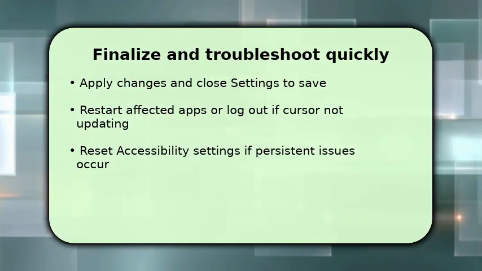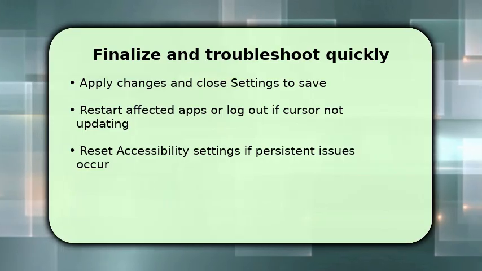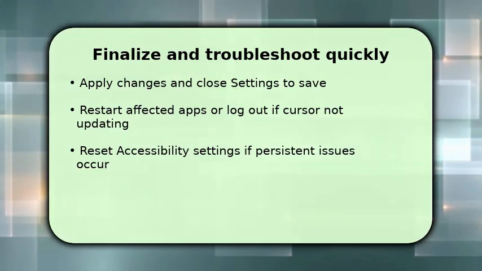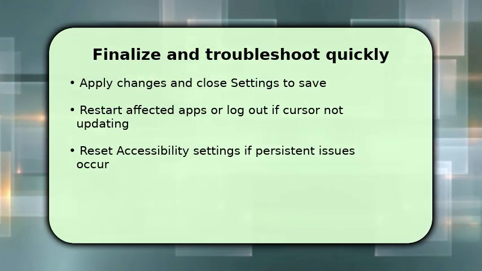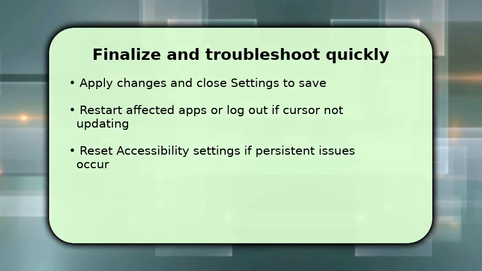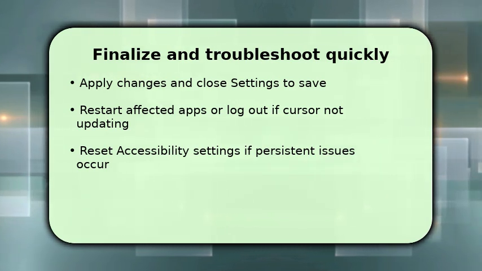If the cursor remains incorrect, reset the accessibility pointer settings to defaults and reapply adjustments. One key troubleshooting tip: check for third-party cursor tools or screen recording utilities that can override pointer appearance, and disable them.